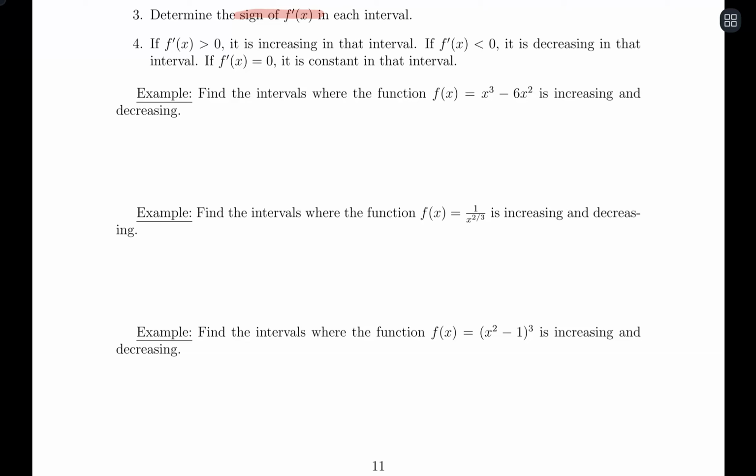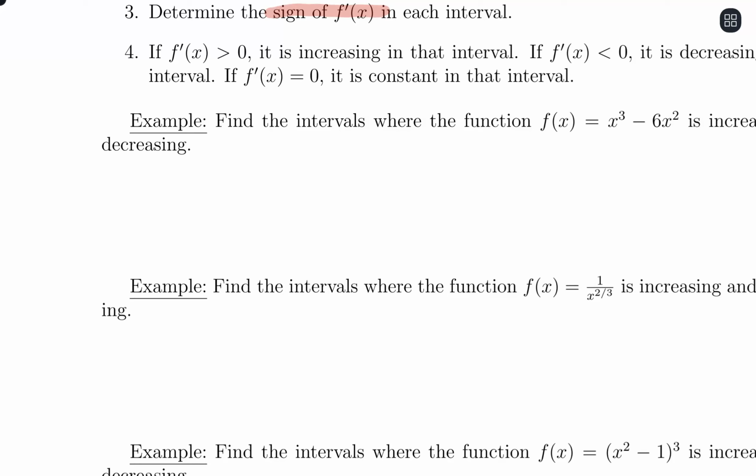So find the intervals where the function x cubed minus 6x squared, that we were just looking at the graph of, is increasing, decreasing. So let's look at finding those critical values algebraically. So f prime of x, taking the derivative. So the derivative of x cubed is 3x squared. Derivative of negative 6x squared is negative 12x, using the rules that we just learned in those previous videos.